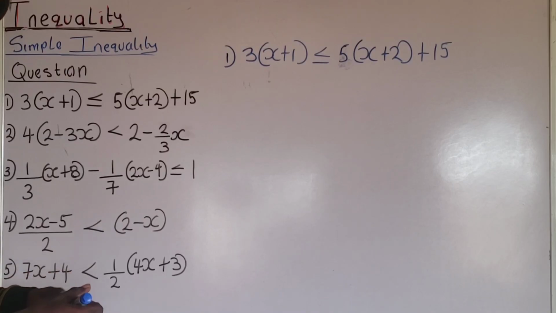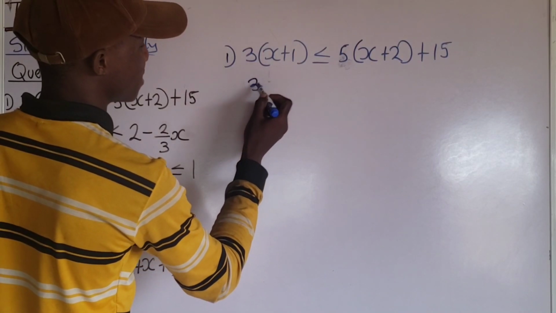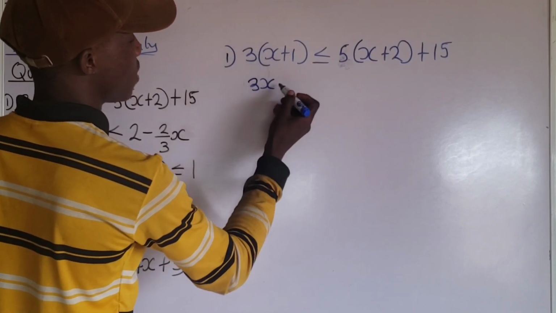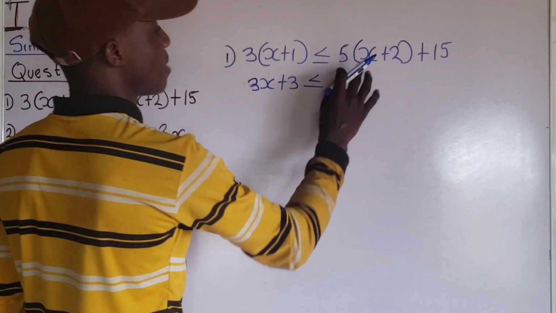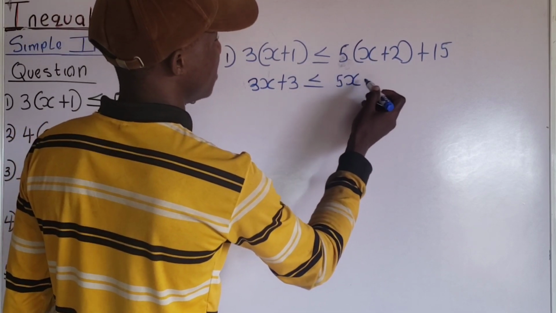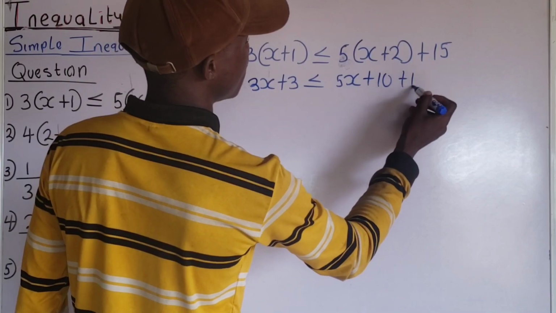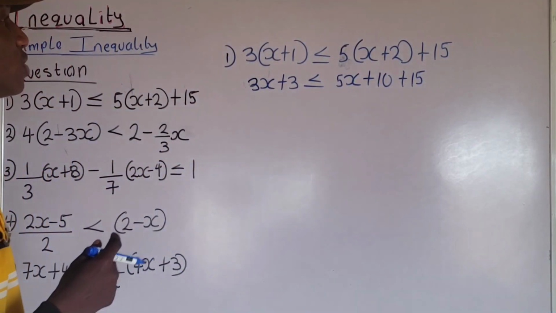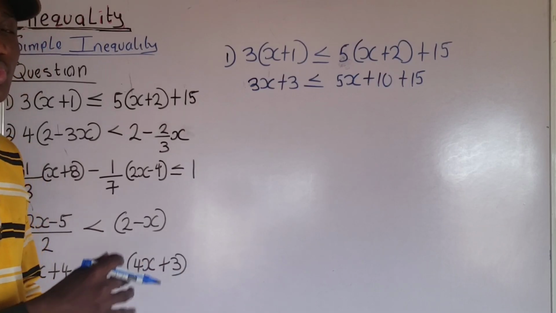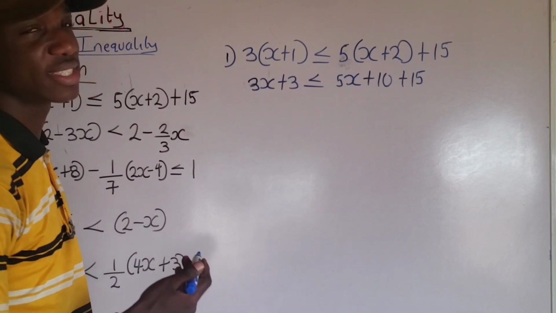Okay, so here I'm going to have 3 multiplied by x, I'm going to have 3x. 3 multiplied by plus 1, that is plus 3, is less than or equal to 5 multiplied by x, that is 5x. Then 5 multiplied by 2, that is plus 10, plus 15 as well. Okay, do you know what I first did? I used the coefficient of each bracket to open the bracket, you understand?